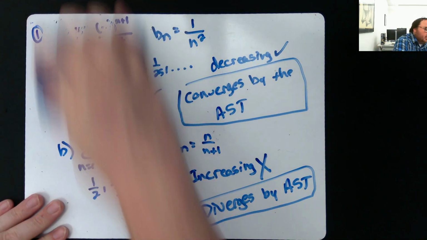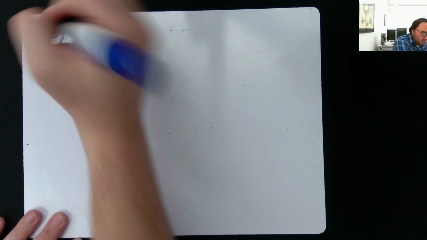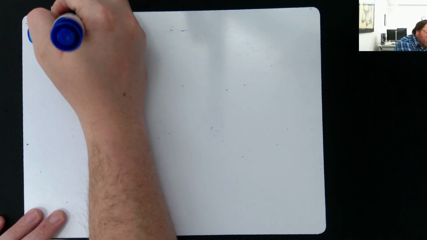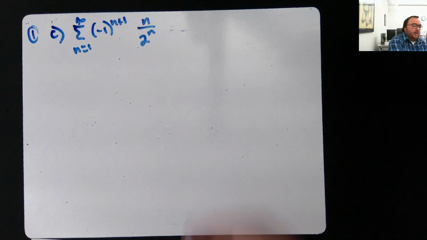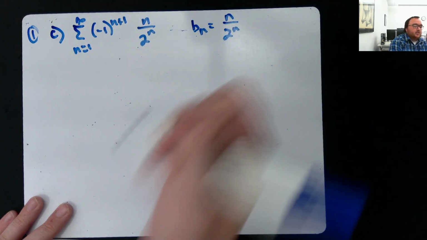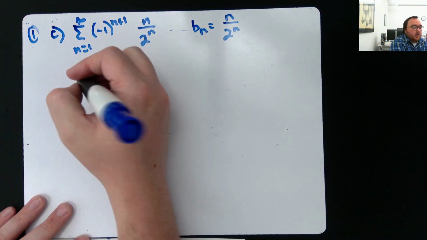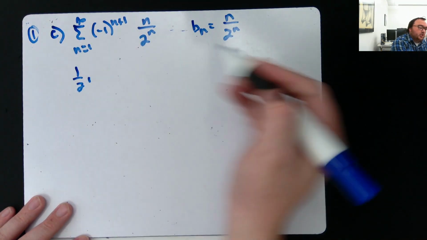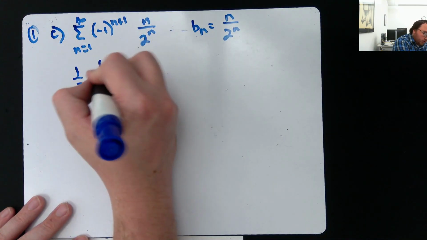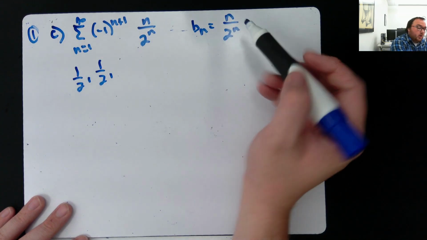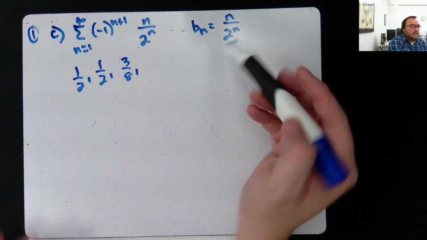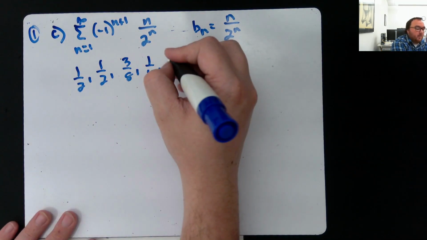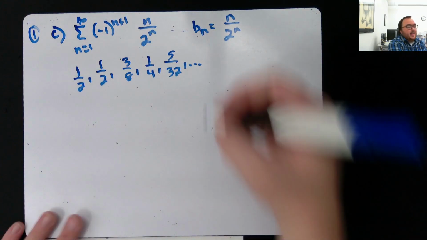Example 1c. Sum from n equals 1 to infinity of negative 1 to the n plus 1 times n over 2 to the n. So again, my b_n is going to be n over 2 to the n. Let's start to list out a few terms. Plug in a 1, you get 1 over 2. Plug in a 2, you get 2 over 2 squared, which is 2 over 4, which is 1 over 2. Plug in a 3, you get 3 over 2 to the third, so 3 over 8. Plug in a 4, 4 over 2 to the fourth, which is 4 over 16, which is 1 over 4. Plug in a 5, you get 5 over 32, on and on. And as I can see, that is decreasing.